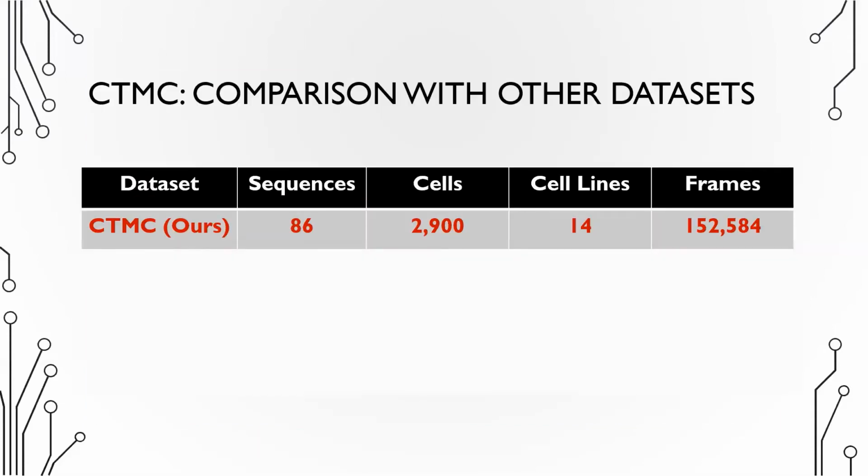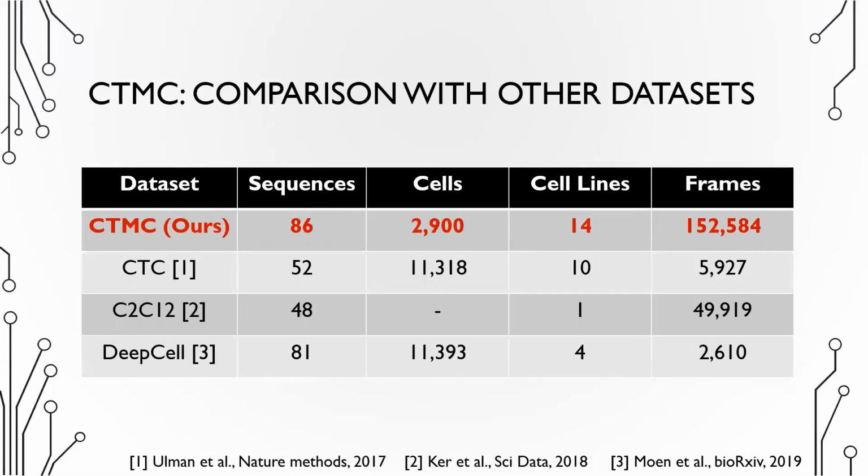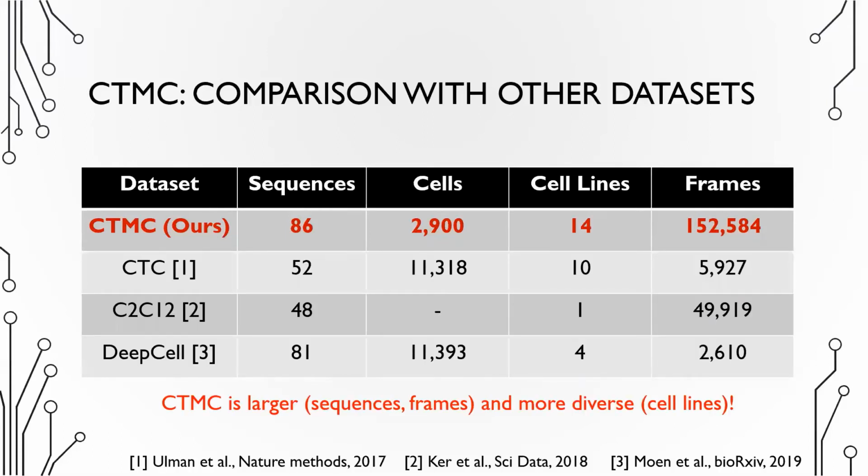Here are some further details. Our dataset contains 86 sequences of videos with 2,900 cells from 14 different cell lines and over 150,000 frames. And in comparison with other datasets, we can see that CTMC is larger in terms of sequences and frames and more diverse in terms of cell lines. In addition, it complements the existing datasets by offering DIC sequences that are lacking in other datasets.